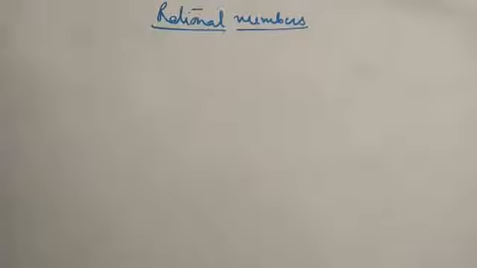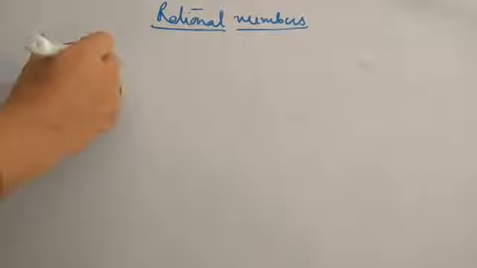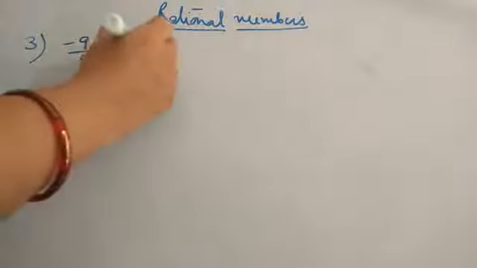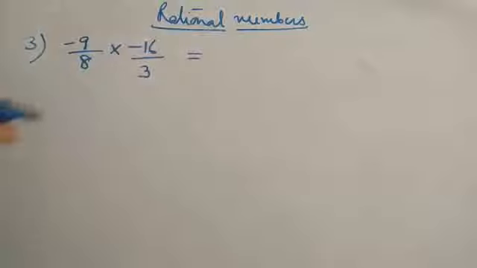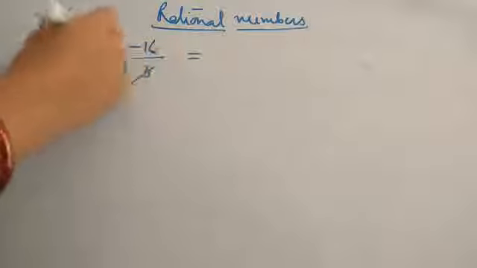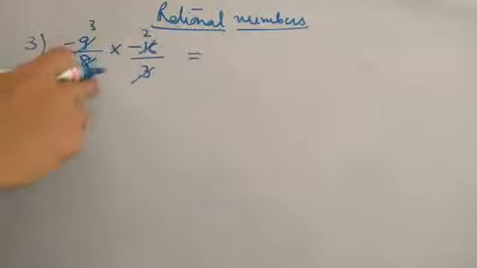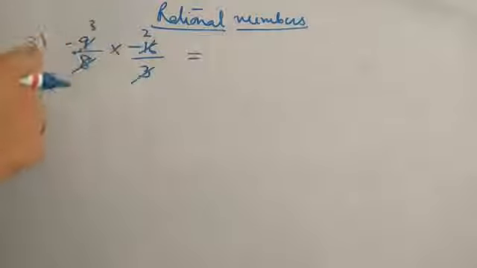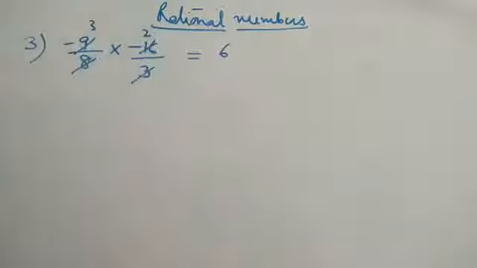Now some more examples on multiplication. See example number 3, which will show you how the numerator and the denominator can be cancelled. Okay, so this is this, right? Now you can see that 9 can be cancelled by 3 and 16 by 8, right? So let us cancel. 3 3s are 9 and 8 2s is 16. Now no denominator is left. We will simply multiply the numerators. Minus into minus is plus and 3 2s is 6.